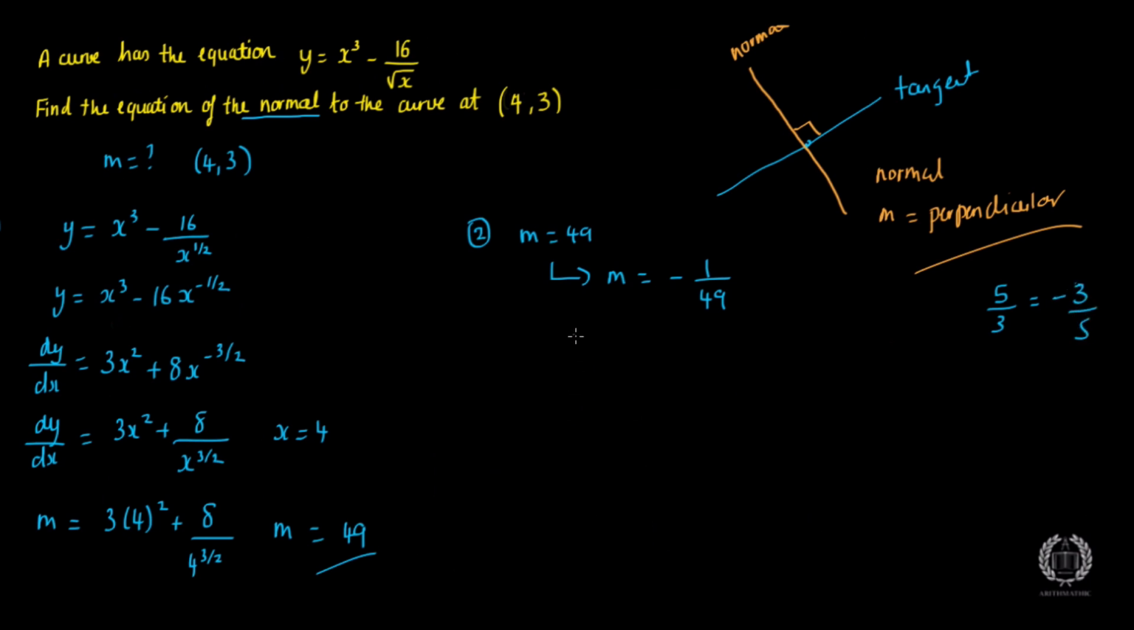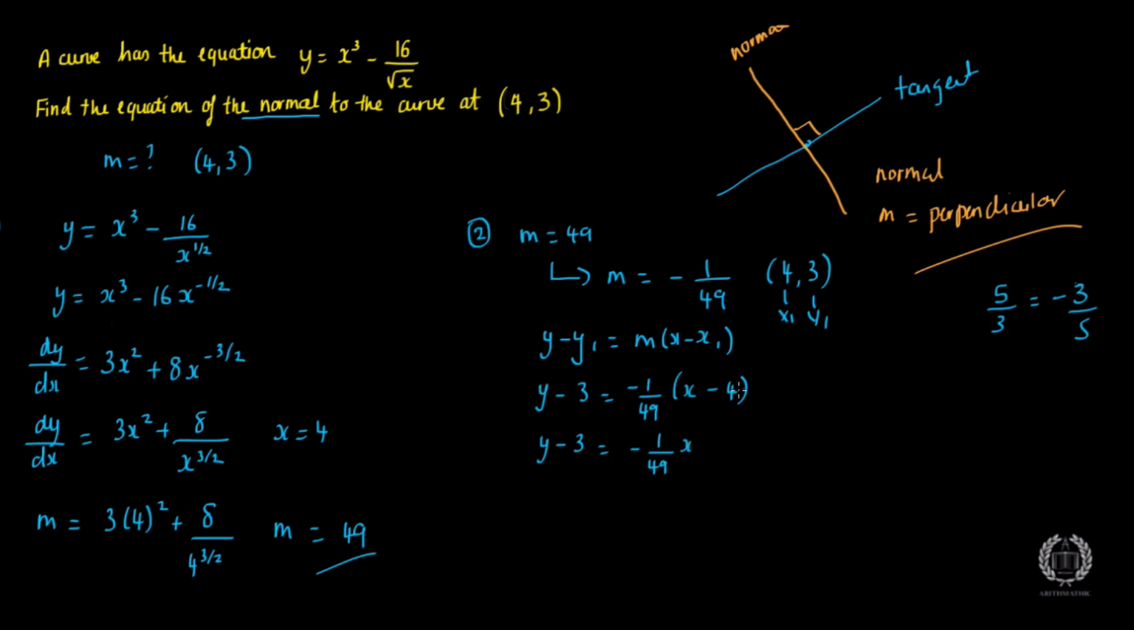Okay? So now what we're going to do is find the equation of the line. So I'm going to use y minus y1 equals m(x minus x1). You know your value of your gradient, and you also have your coordinate 4 and 3. So you're going to sub it in. This is going to be x1, this is going to be y1. So y minus my y1, which is 3. My gradient now is going to be minus 1 over 49, bracket x minus 4, because that's your x1. So keep y minus 3 here, expand the bracket, minus 1 over 49x, that's going to be plus 4 over 49.